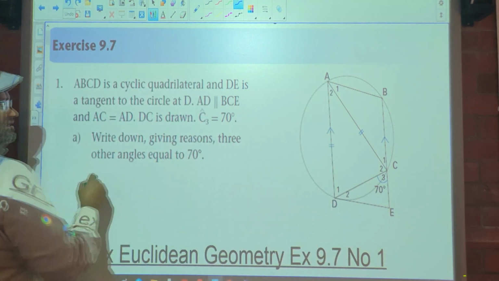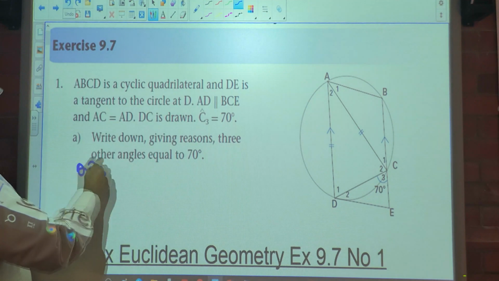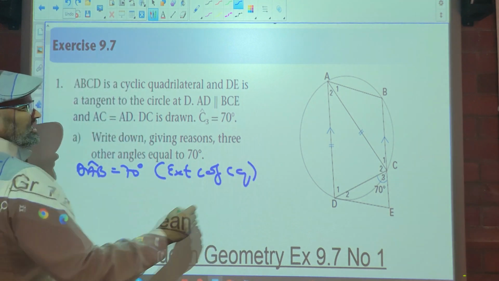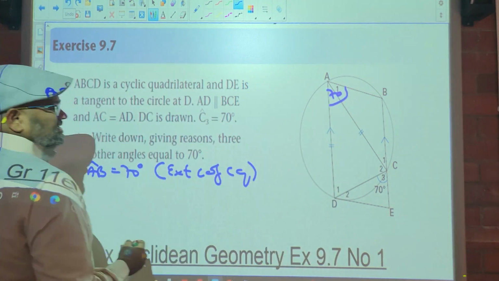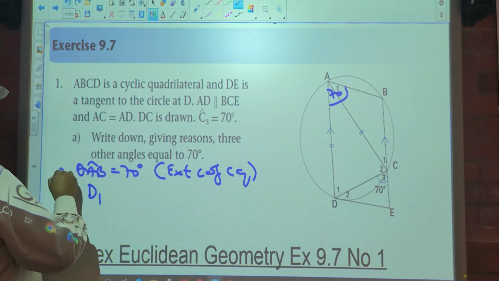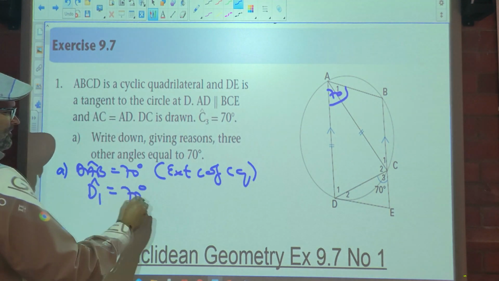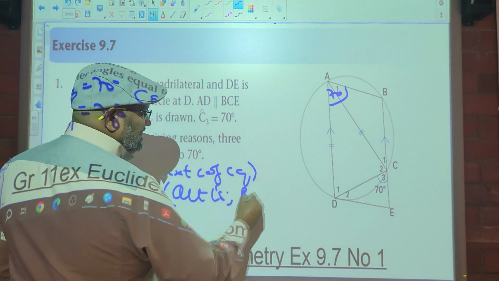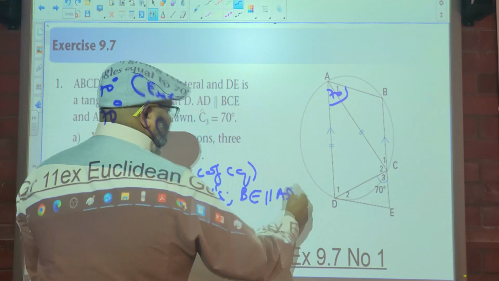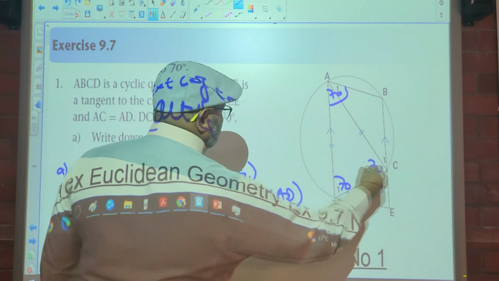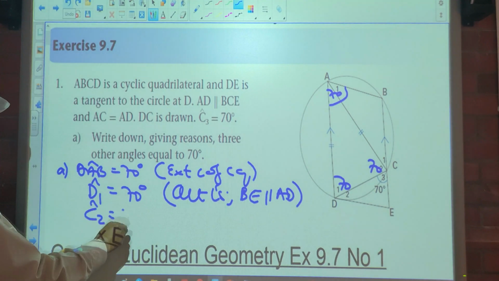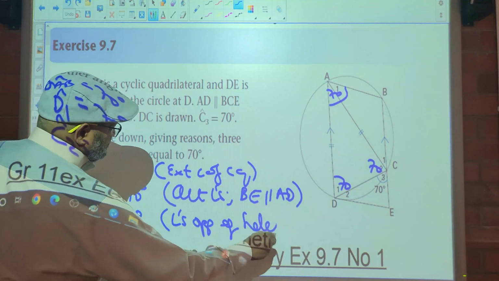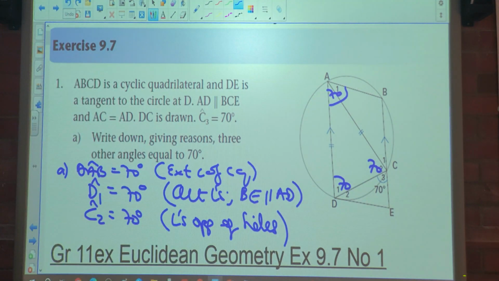Right, so we're saying that DAB is equal to 70. Exterior angle of cyclic quad. So I write 70 here now. Then I say that D1 is also equal to 70. Why? Alternate angles, with BE being parallel to AD. So 70. Then we said C2 is also 70. Why? Angles opposite equal sides. That's something like 6 marks.